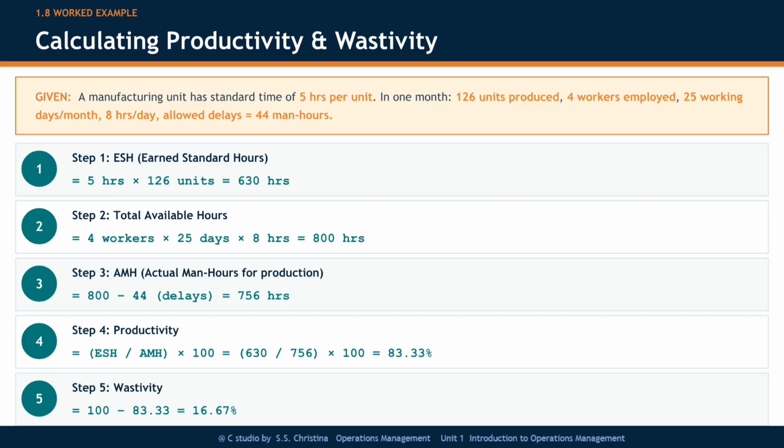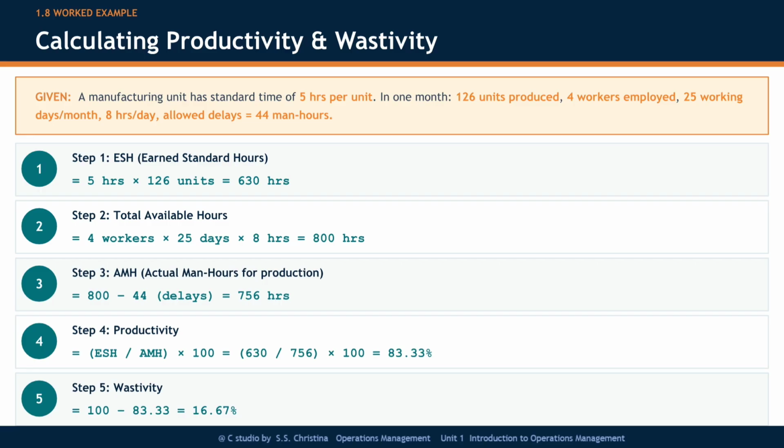Step 1. Calculate ESH, earned standard hours. ESH tells us how many hours worth of work at standard pace our actual production represent. Standard time per unit equals 5 hours. Units produced equals 126. ESH equals 5 times 126 equals 630 hours. That is the value of what was produced, expressed in standard hours.